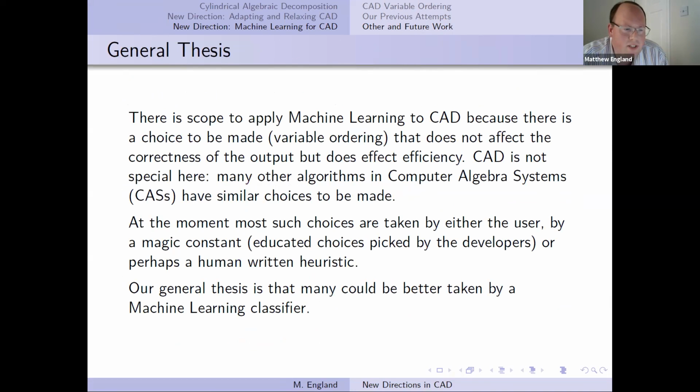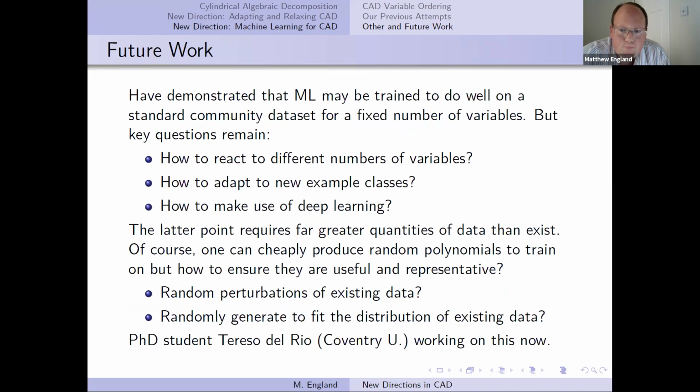And I'd also like to make a general note here for anyone who's listening, that there's nothing particularly special about CAD in this respect. CAD has choices like the variable ordering, which don't affect the correctness of the output, but do affect efficiency. And there are many other algorithms in geometry and computer algebra that you can make that statement for. At the moment in our computer algebra systems, most of these choices are taken either by the user or perhaps by the developer. But in general, it seems machine learning could do a lot better, at least in a lot of the choices we've looked at.